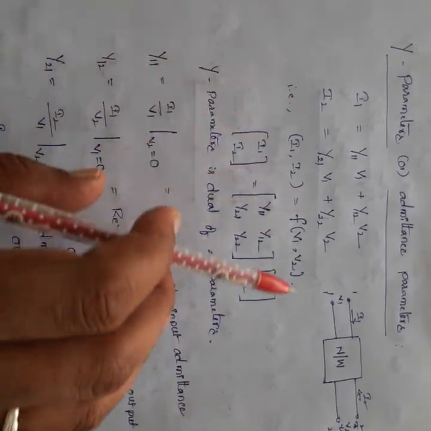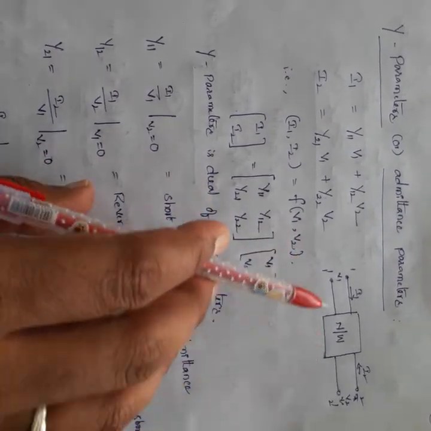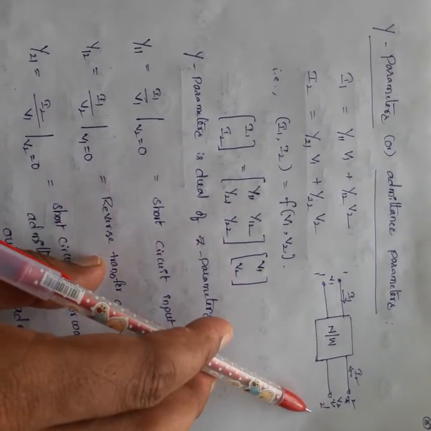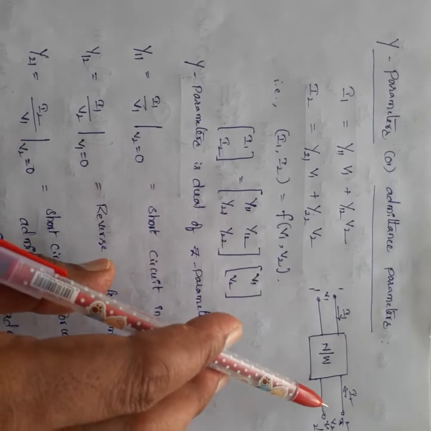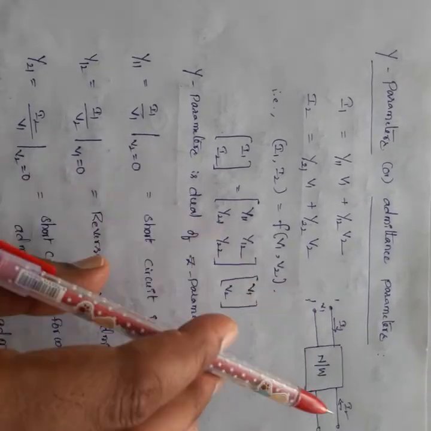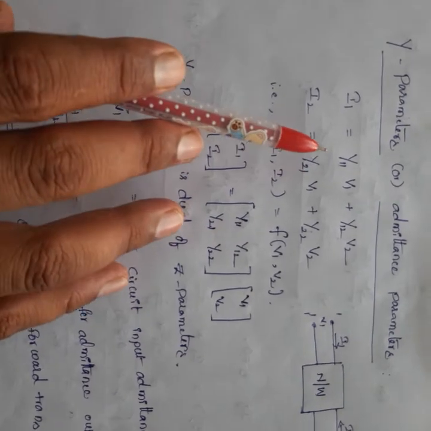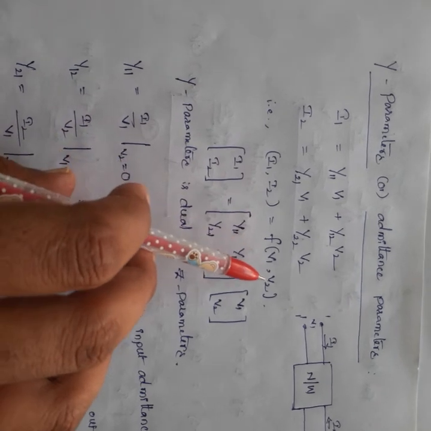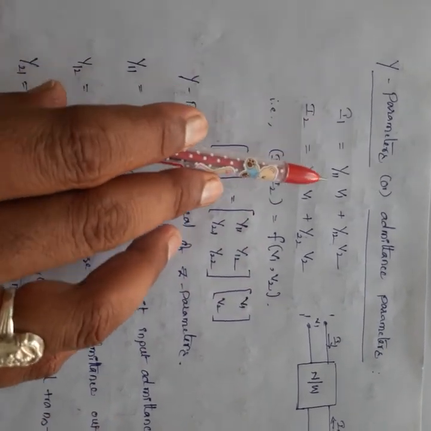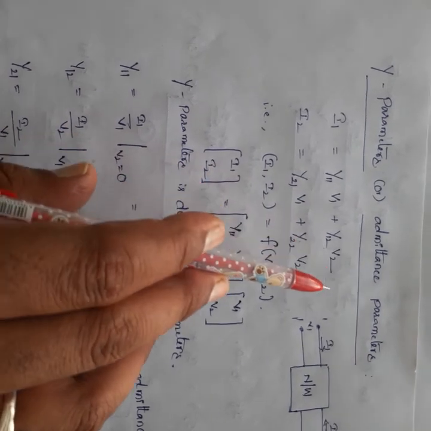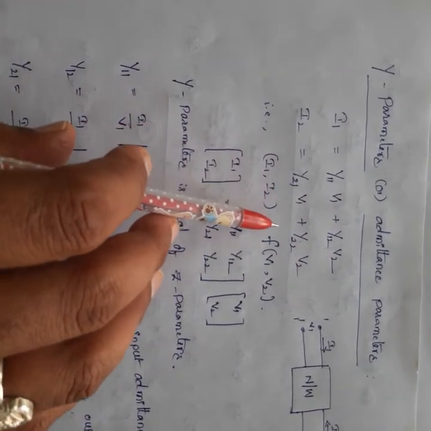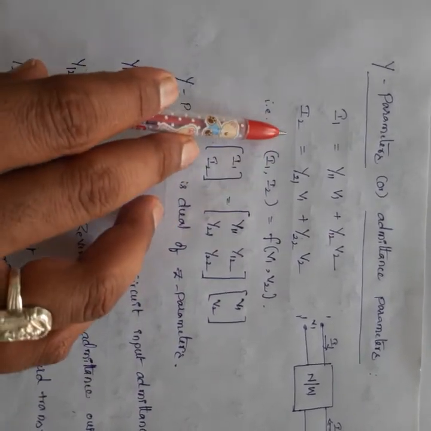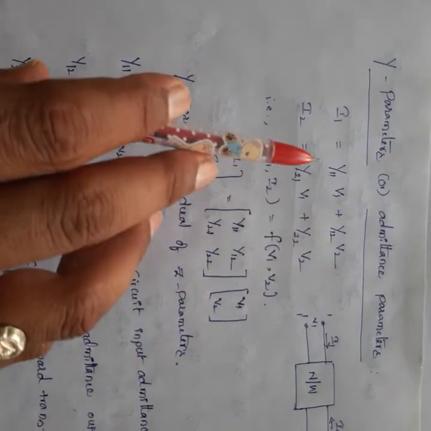The network consists of two ports, that is, two pairs of terminals, 1-1' and 2-2'. V1 and V2 are the input and output voltages. I1 and I2 are the input and output currents, entering the network. I1 and I2 are functions of V1 and V2. That means I1 equals Y11 V1 plus Y12 V2, and I2 equals Y21 V1 plus Y22 V2. Here I1 and I2 are dependent variables and V1 and V2 are independent variables.